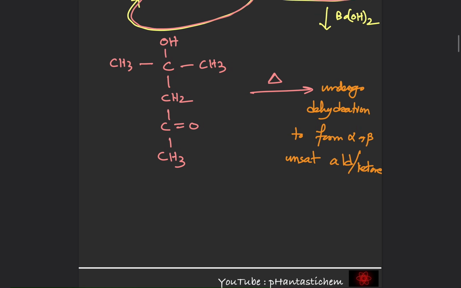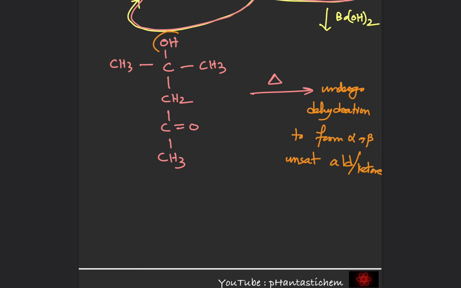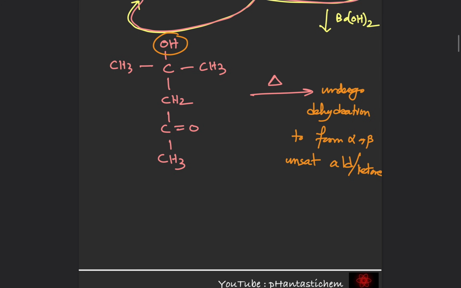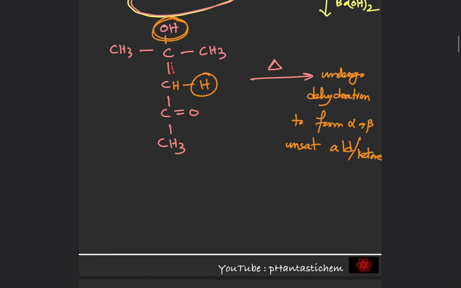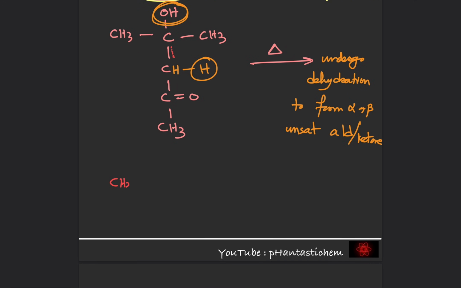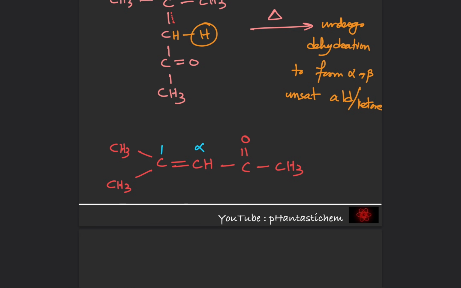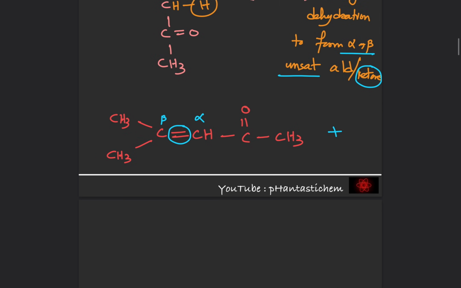Because of the action of heat, OH from here and H from here go out, and there is a double bond between these carbons. So the product that we get is (CH3)2C=CH-C(=O)CH3. You can see this is my alpha carbon, this is my beta carbon, and there is a double bond between them. That's why they are known as alpha beta unsaturated. In our case it is a ketone, and we also get a molecule of water.